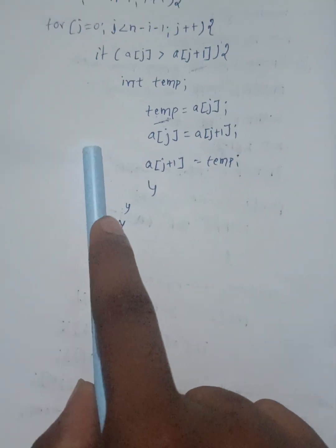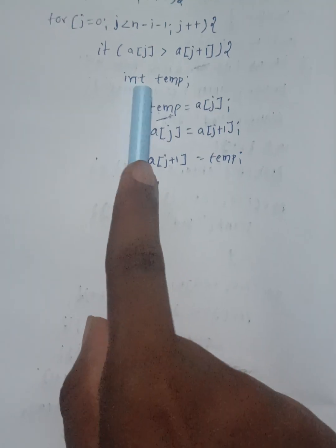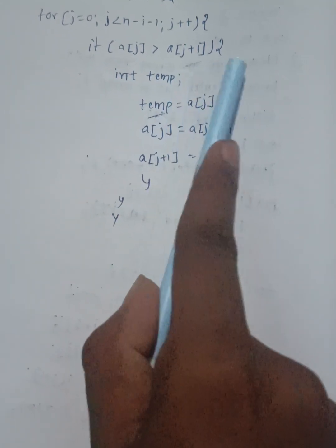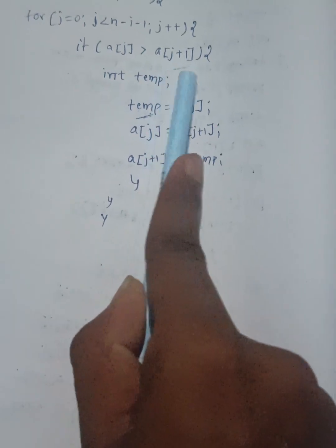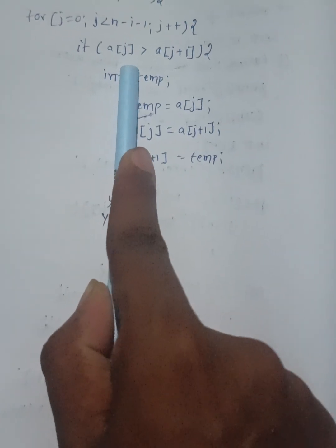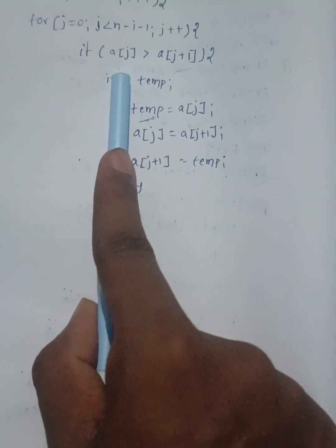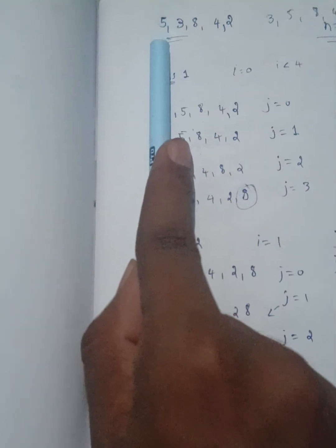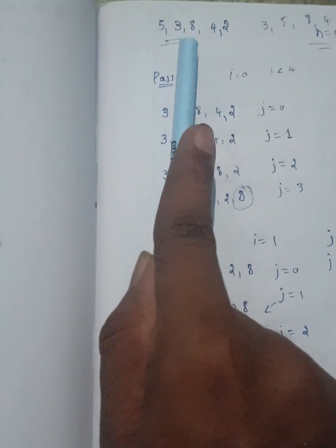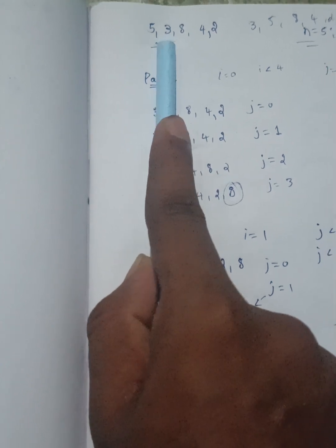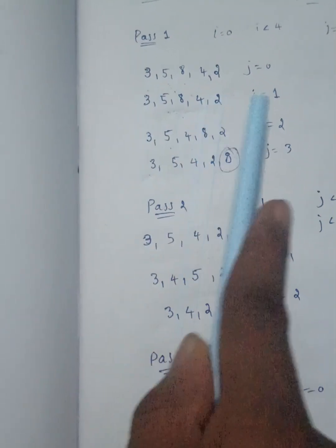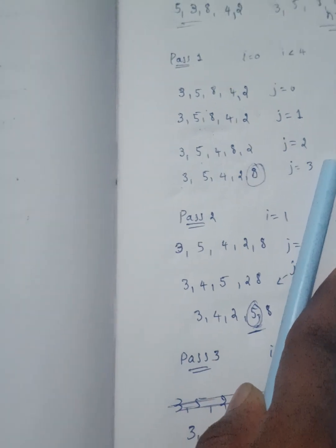So we are going to compare adjacent elements: if a of j is greater than a of j plus 1, which is the adjacent element of a of j, we are going to swap them. We got 3, 5, 8, 4, 2, like that.